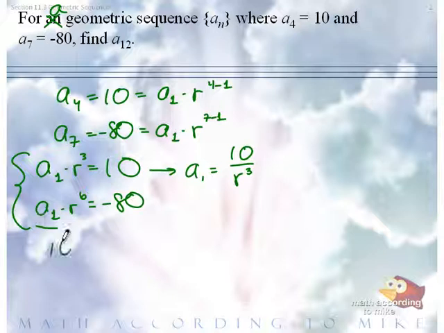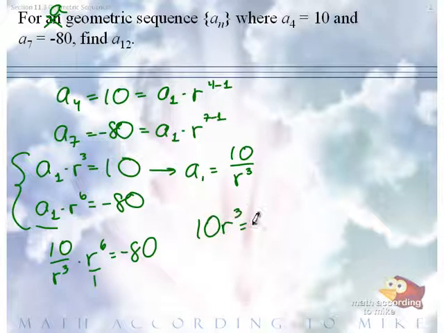So we're going to say 10 over r cubed times r to the 6th is negative 80. Well, notice this r to the 6th is really over 1. So you really have r to the 6th over r cubed. Since you're dividing by the same base, what do you do to the exponents? So what is r to the 6th over r cubed? R cubed. So we have 10r cubed is negative 80.